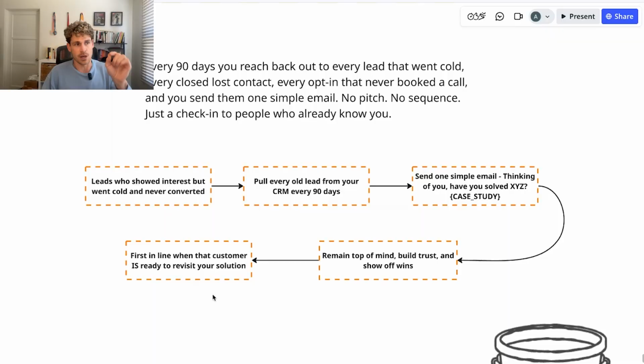It reminds them that you're here, you're a serious business, you are going to check in with them. It keeps you top of mind, it builds trust, and it lets you show off wins. It's a great campaign. And then again, of course, you'll be the first in line when that customer is ready to revisit your solution.